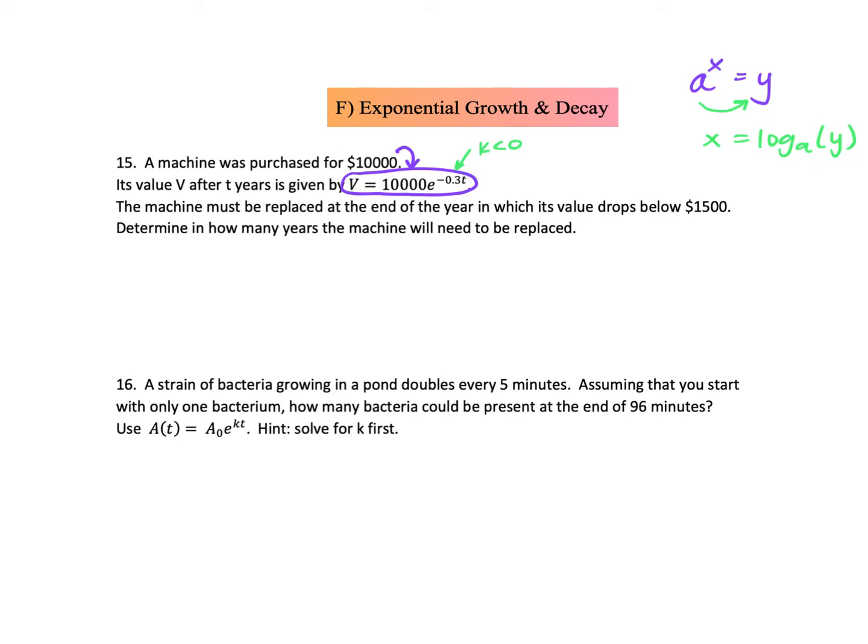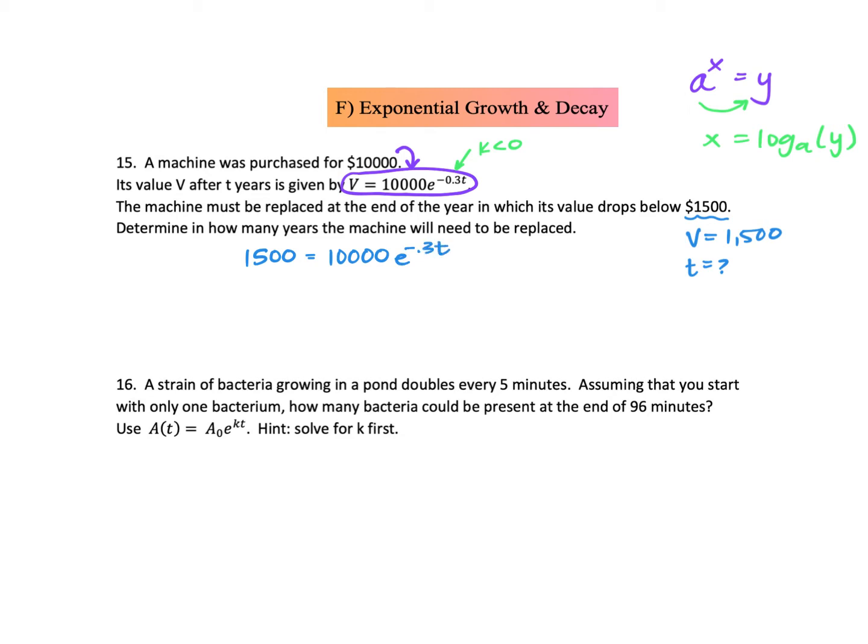The problem then tells me that the machine must be replaced at the end of the year in which its value drops below 1,500. So we want to know how long is that going to take and how many years will the machine need to be replaced. So I want to know the time when that value hits 1,500. So solving for t here. Setting up my equation, the value I'm interested in is 1,500. I have the initial value 10,000 times e to the negative 0.3t.